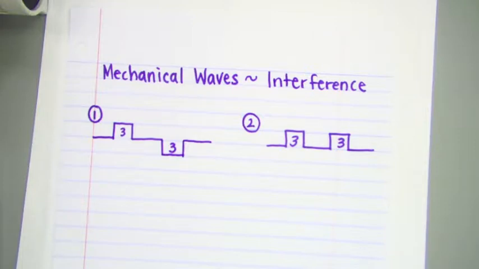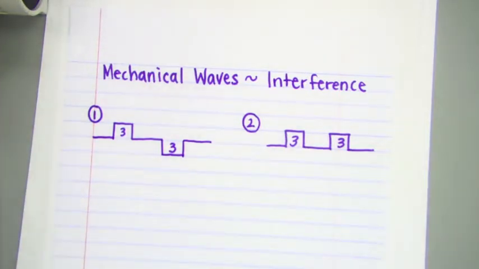Okay, so what happens when two waves in the same medium come in contact with one another, or when they superimpose? Well, there are two options. Okay, we call this interference. It can either be constructive interference or destructive interference, depending on the position of the waves when they hit each other in the medium.